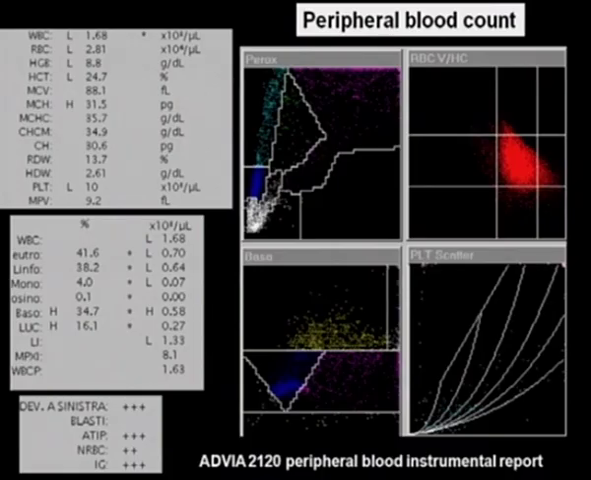Again, this is the peripheral blood count. Here you see there is leukopenia, normal MCV, anemia with hemoglobin 8.8, and very low platelet count.